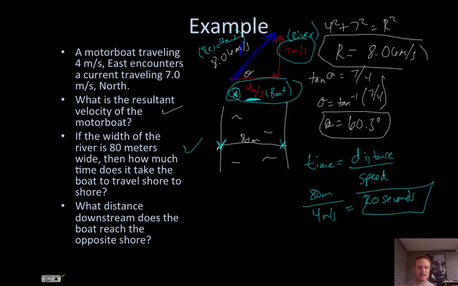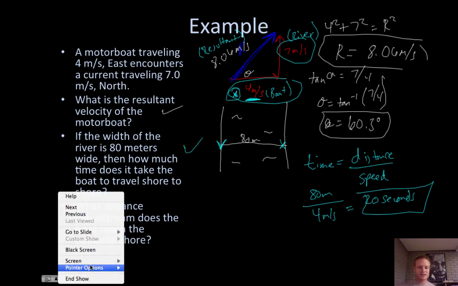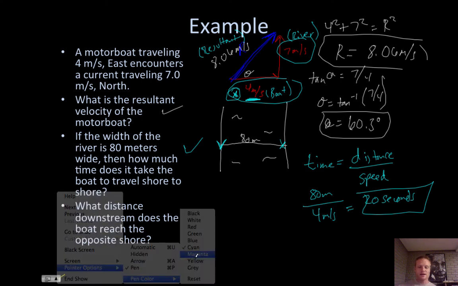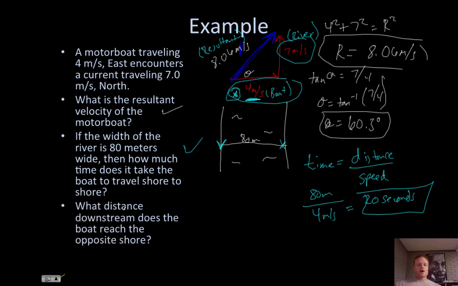So we've answered that question. Let's answer the last one, and one more pen color. I'm feeling like magenta. I think that'll be fun. What distance down the stream does the boat reach opposite the shore? So basically, we know that this boat is traveling at some angle, and actually it's an angle of 60 degrees. We calculated it, and we want to know, what is this distance here? Okay, what distance did this boat travel?